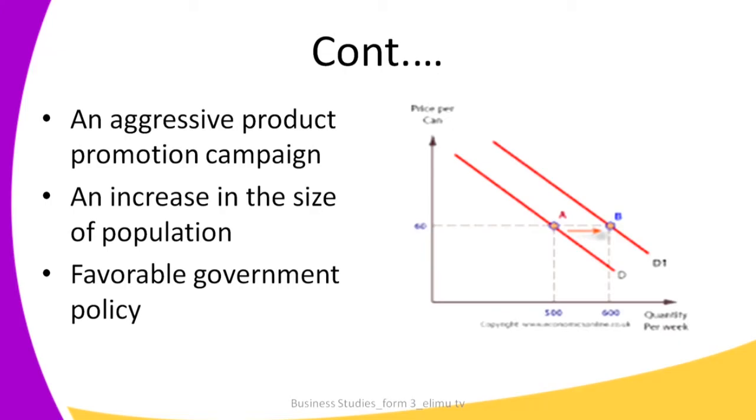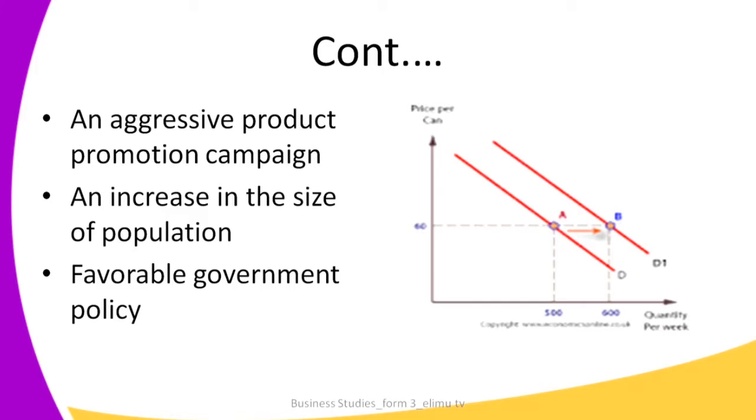The other factor would be an increase in the size of population. An increase in the size of population increases demand because each and every person wants to satisfy his or her needs. Therefore, an increase in the size of population tends to increase the demand of a product, and that shifts the demand curve to the right.